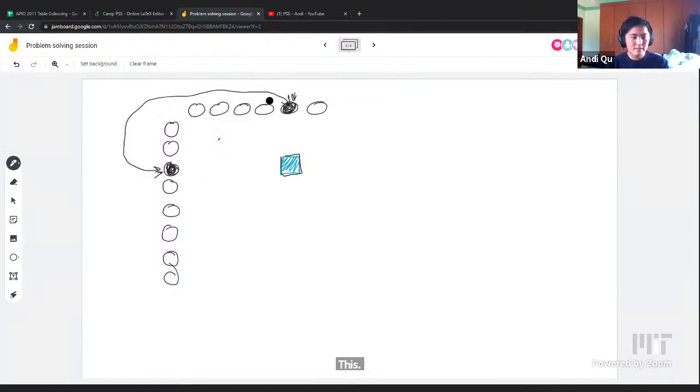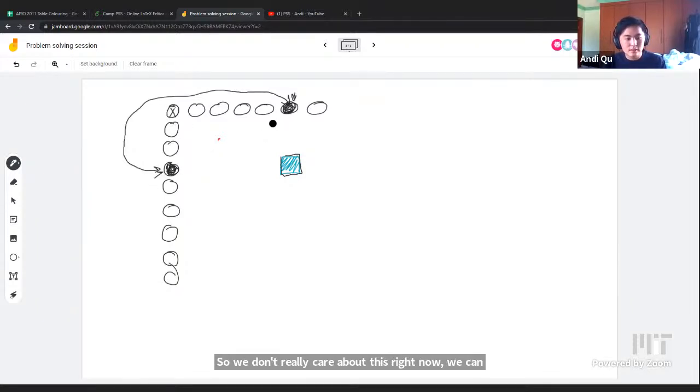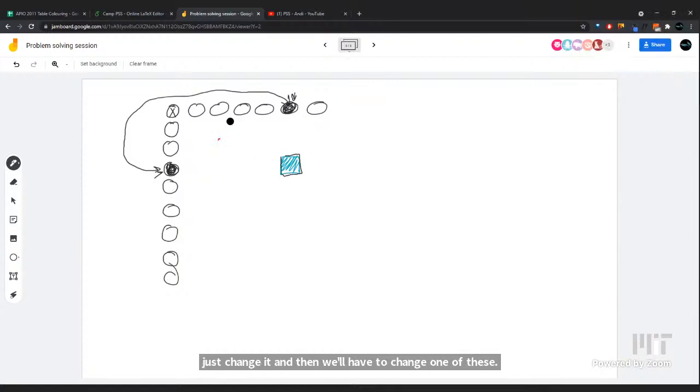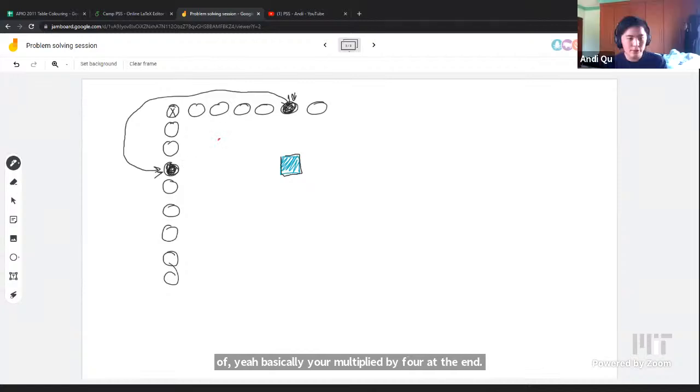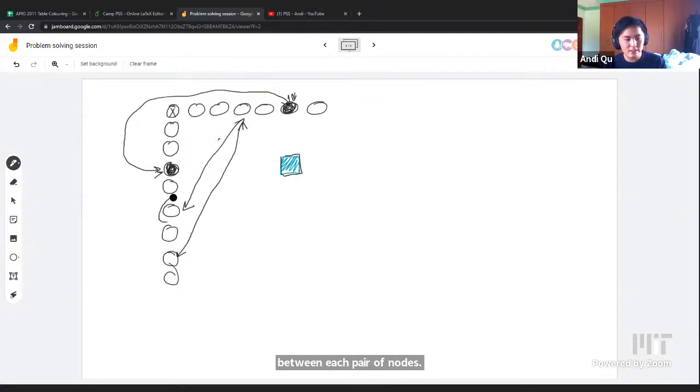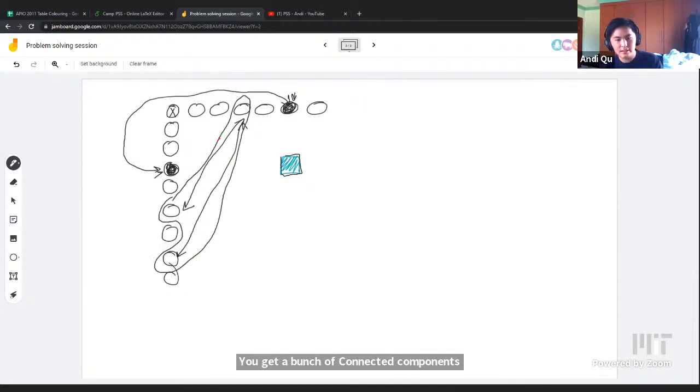So we don't really care about this right now. We can just change it, and then we'll have to change one of these. Yeah. So basically, you multiply by 4, kind of. Yeah, basically, you'll multiply by 4 at the end. But what this means is if you draw the relationships between each pair of nodes that depend on each other, you get a bunch of connected components, right? So you get K connected components.